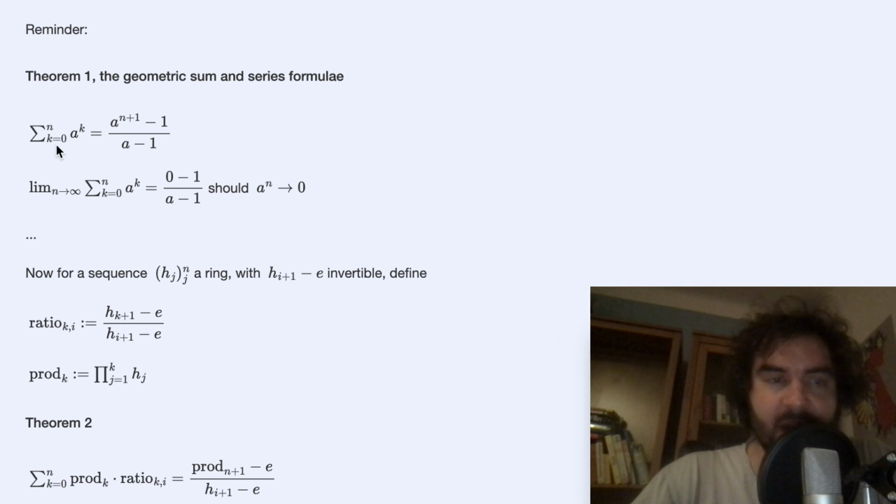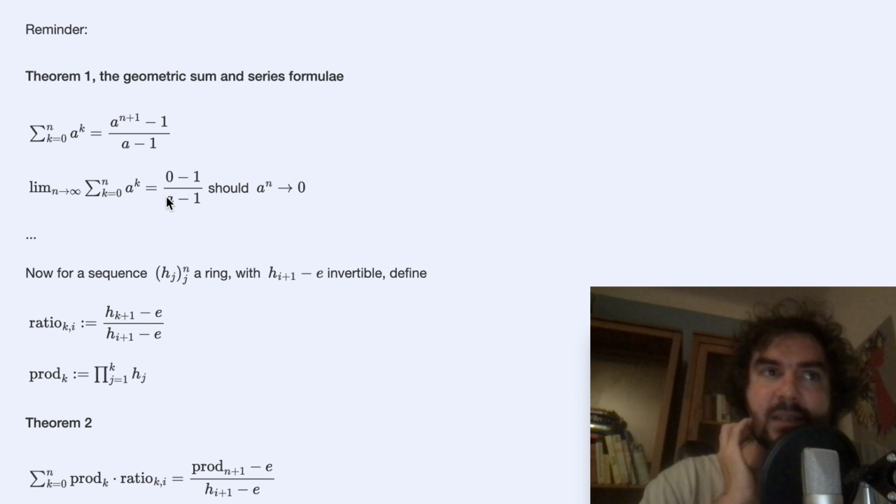So if you have the sum over all k of these monomials a to the power of k, then all these sums actually join together, and you get this simple fraction: a to the power of n plus 1, so one more than the index here, minus 1, divided by a minus 1. And of course, if you let n go to infinity and this term goes to 0, then you get the famous geometric series.